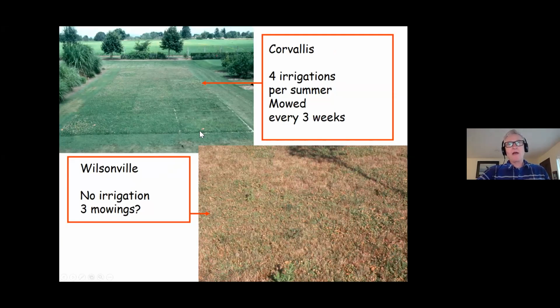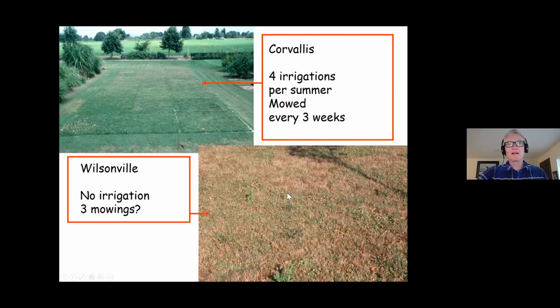A number of years back, OSU did eco lawn trials, and they did 4 irrigations per summer, and they mowed it every 3 weeks. So clovers and other things mixed in here, looking pretty good. So really just mowing it once per month during the course of the summer. Irrigating it once per month and mowing it every couple weeks.